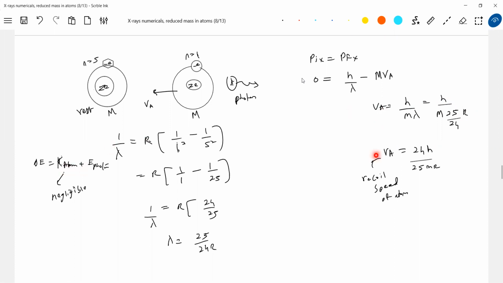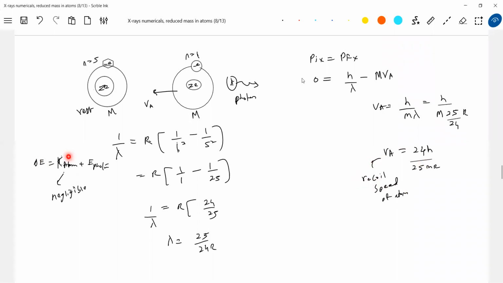So they may test you, in Mains or Advanced, they may ask you to find this. Or else you do one thing: take help of this. What is delta E? You should write here hc by lambda, and Rhc equal to this much. Write it, Rhc into 24 by 25. Kinetic energy of the atom, solve it, apply the conservation of momentum, bring it and solve it. Again, when you put that, h square, f square will come. They'll become negligible, and finally this will be the answer.